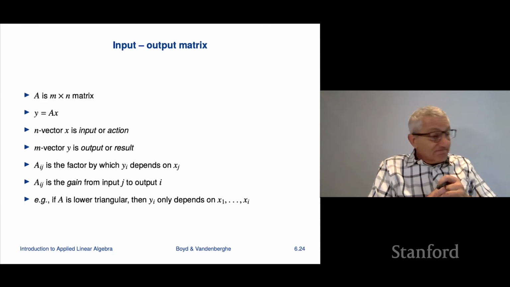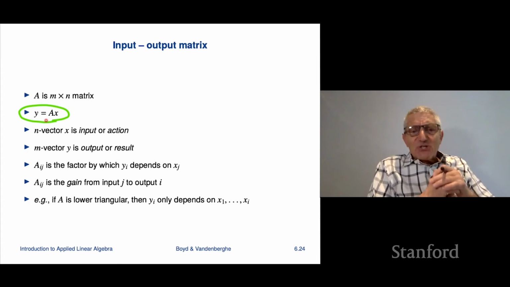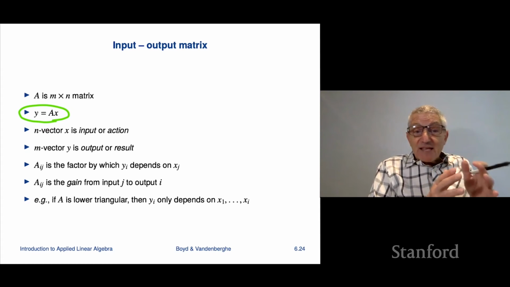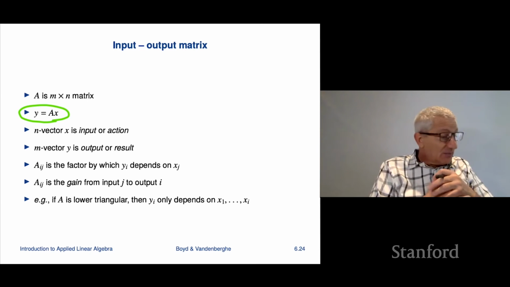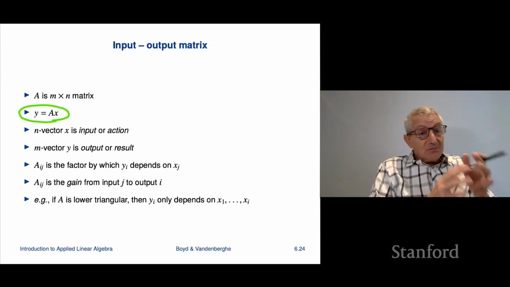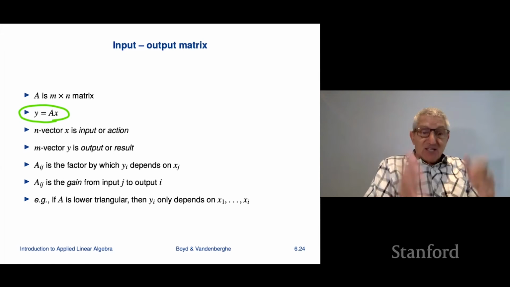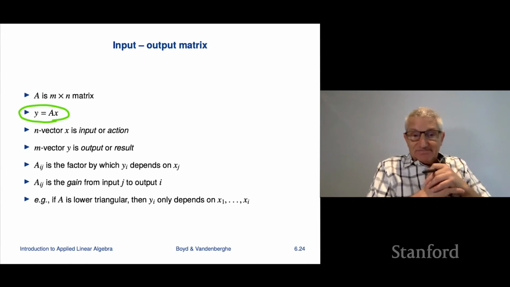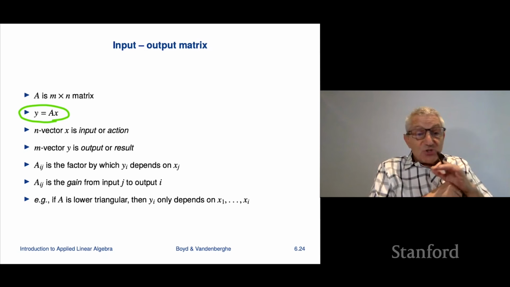Another beautiful interpretation of matrix vector multiplication is just input-output. So there we simply write y equals Ax. These are almost the traditional symbols too. What you do is you think of x as an input or an action, and you think of y as an output or outcome or result. Okay, and tons of examples of this. We'll see a bunch of them, but that's kind of the idea. And then you think of matrix vector multiplication as simply an action. What it does is it maps the action to the result.